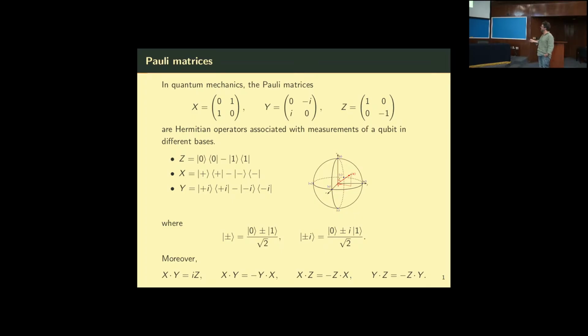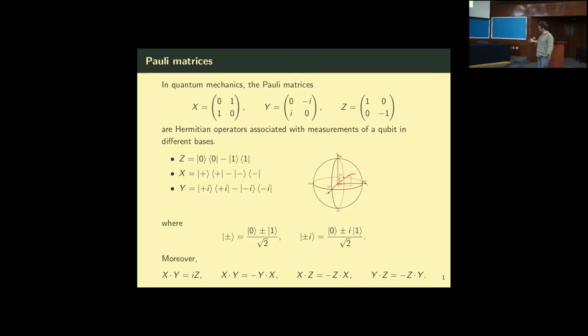The product here is a product of matrices. There will be a different product later in the talk. You have this product, where X times Y gives Z with a phase, and you have this property of anti-commutation: X times Y is minus Y times X, and so on.